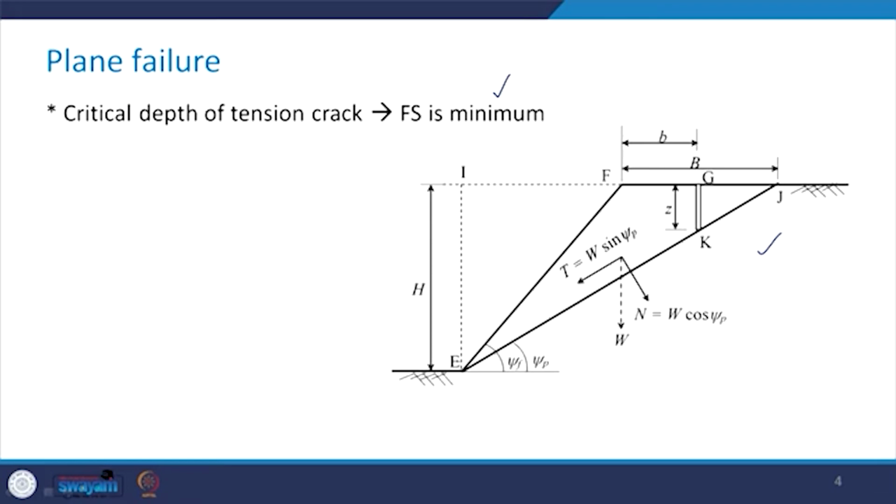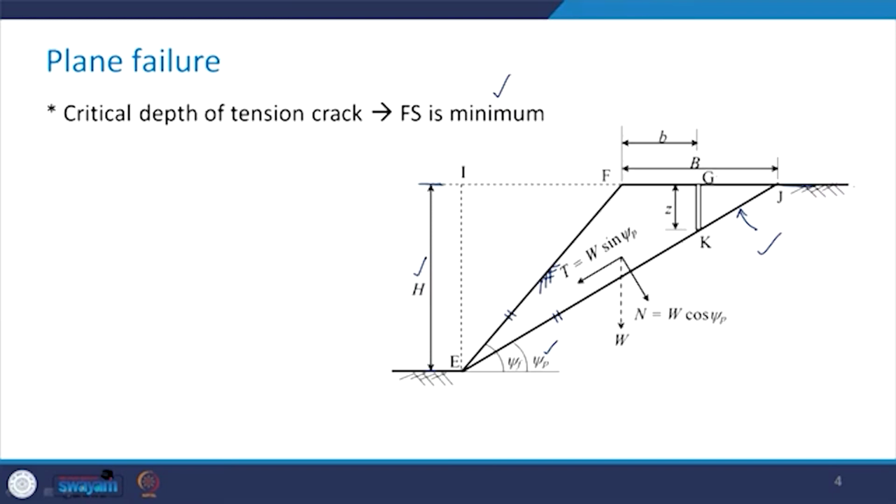This is the slope, that is E, F, J. This portion is the slope. This is the discontinuity plane along which the sliding will take place, and the orientations of these two planes are given by angle psi p for the discontinuity plane and angle psi f for the slope face. Height of the slope, from this level to this level, is given by h.